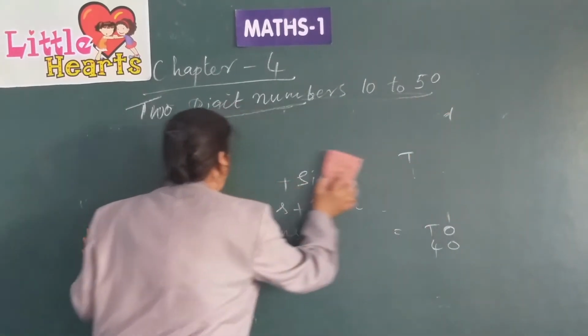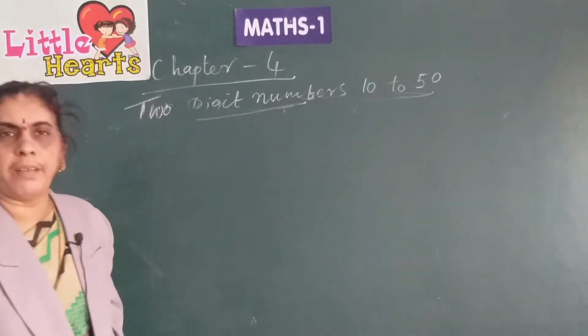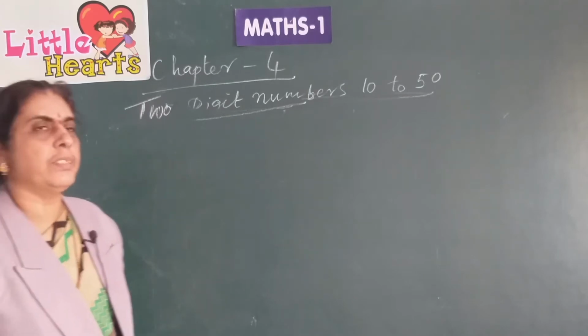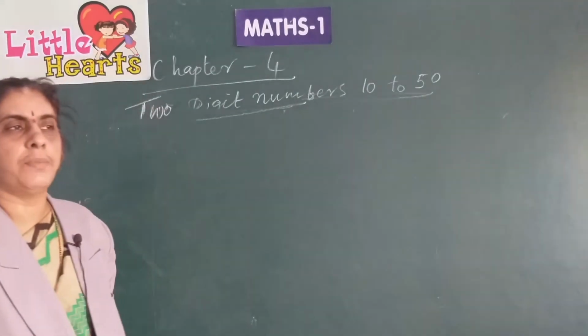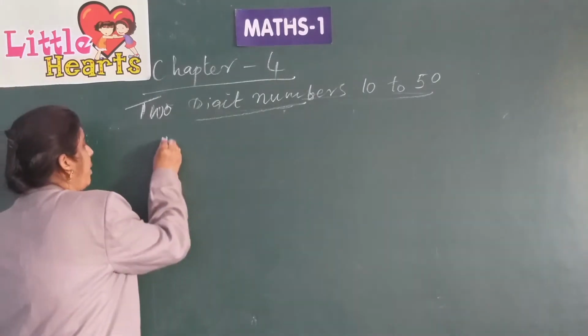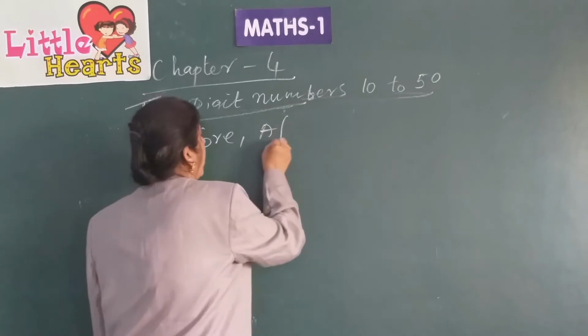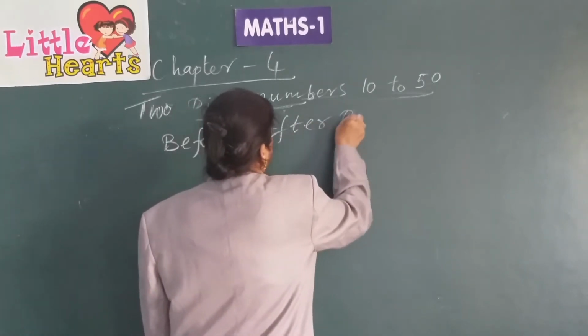Now we shall go with before, after and between numbers. Already we learned this concept in the numbers from 0 to 9. This we shall learn in 2-digit numbers now. Before, after, between.